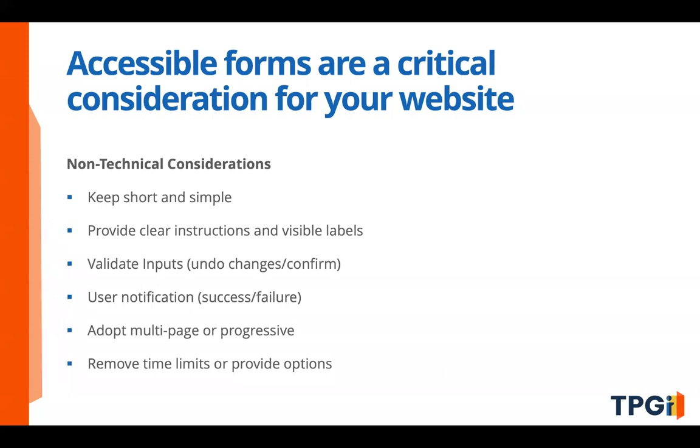So if someone has put in something incorrectly, let them know exactly what is wrong with it and what needs to be changed. I mean, there's nothing more frustrating than trying to fill out a form and it keeps giving you an error and you have no idea why. And imagine if you are a screen reader user and you can't even see the screen and it's not telling you why. So always make sure there's a reason for the error. Make sure that you notify the user if they've been successful or if there's a failure, as I mentioned before.